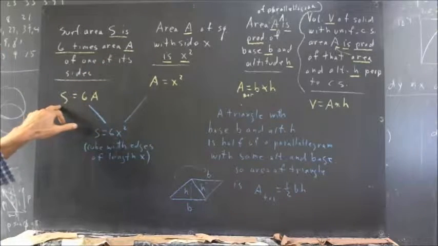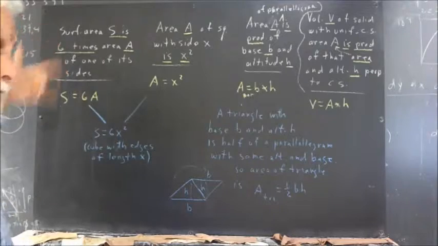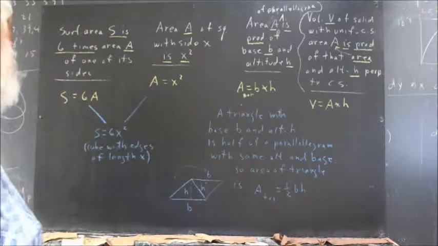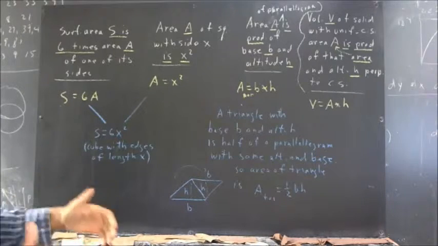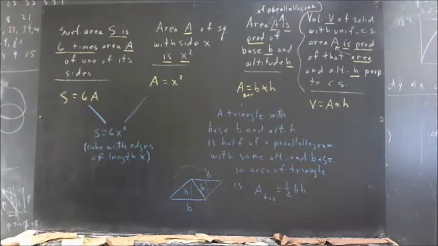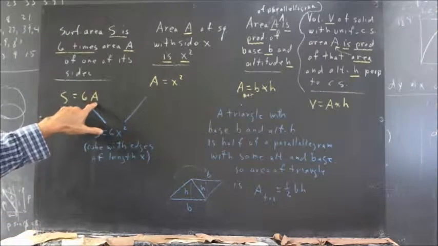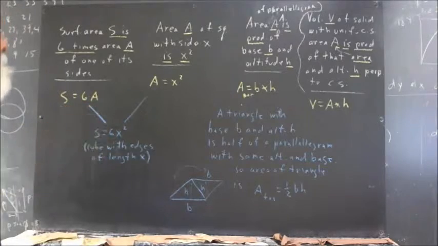Okay, well, here we've got it. S equals 6A. S is 6 times A. That's what this is saying in terms of the symbols. Now you have to know that this is a cube and that this is the surface area of a cube. And then you understand, well, a cube has 6 faces, and each of those faces has the same area. So you multiply that area by 6.